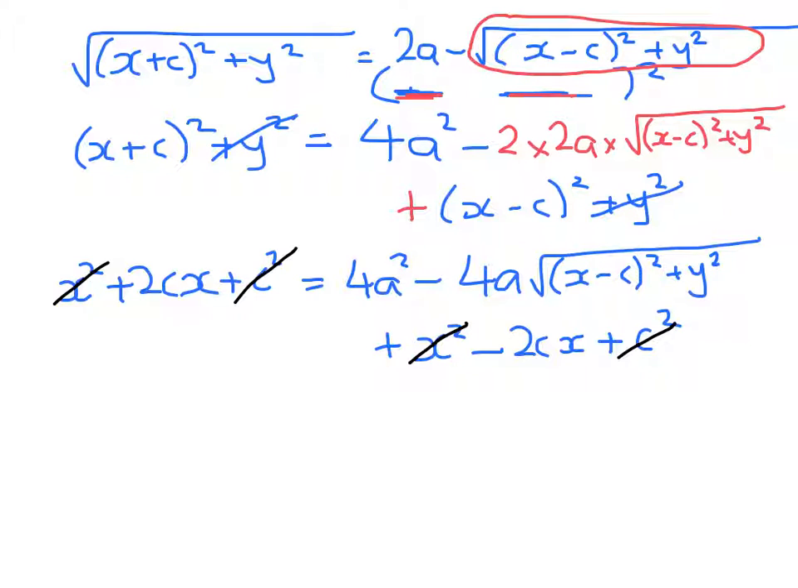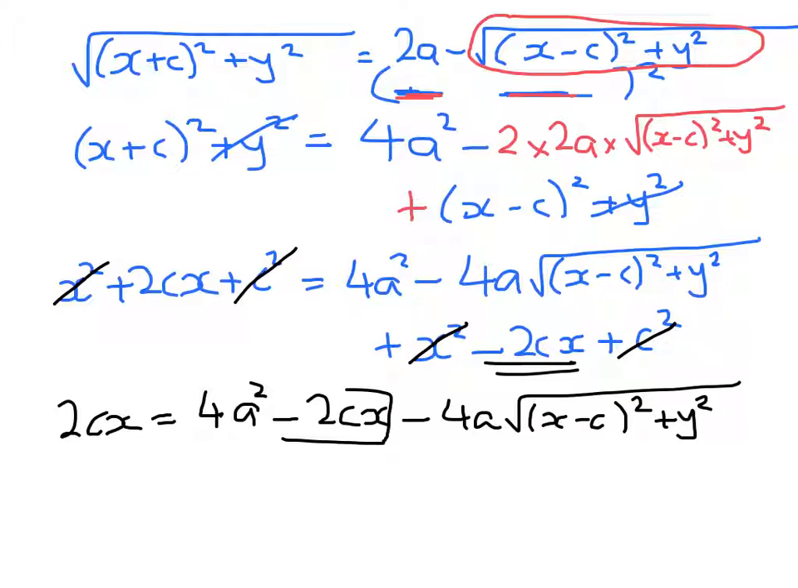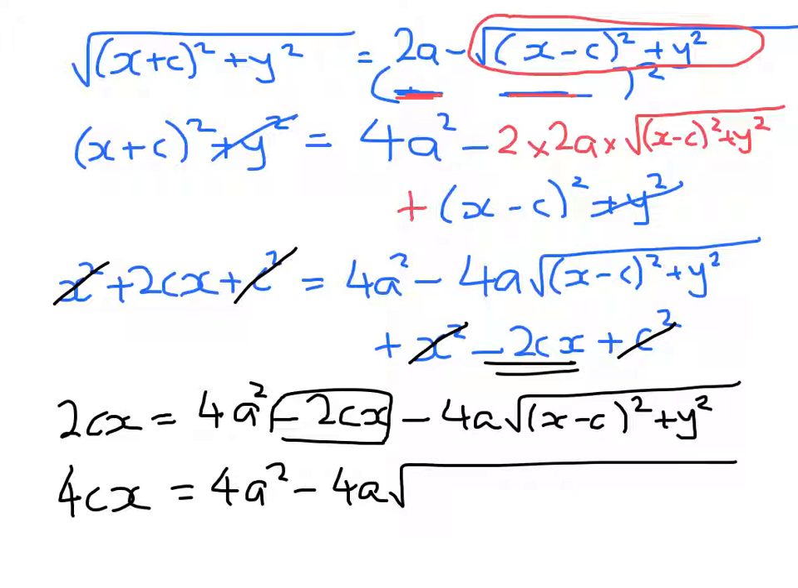Okay, so time for a little bit of cleaning up. We've got 2cx is equal to 4a squared minus 2cx here minus the icky thing with the square root there. So I can collect up like terms, so plonk that over to the side and I get 4cx equals 4a squared minus 4a times this here. Now I've got a nice common factor of 4, so this is why having it defined as 2a was all good. So we'll knock out the 4's, divide everything through by 4.